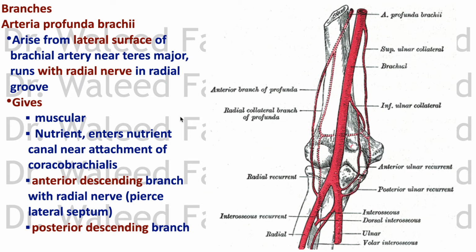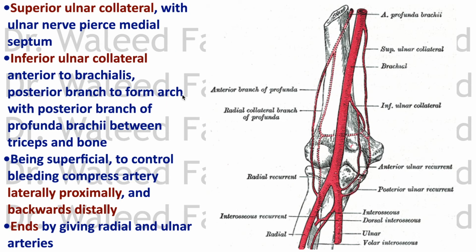Other branches of the brachial artery are the superior ulnar collateral artery. See, this is the superior ulnar collateral. It descends and pierces the medial intermuscular septum together with the ulnar nerve because it accompanies the ulnar nerve. The inferior ulnar collateral artery, anterior to brachialis muscle, gives a posterior branch, as you can see here, to communicate with the descending branches of the profunda brachii artery in the anastomosis around the elbow joint.